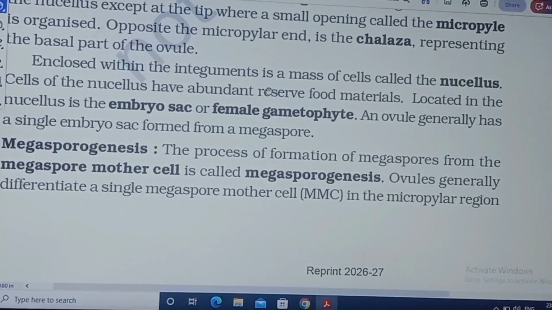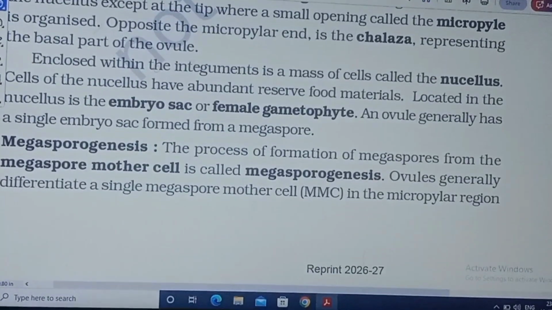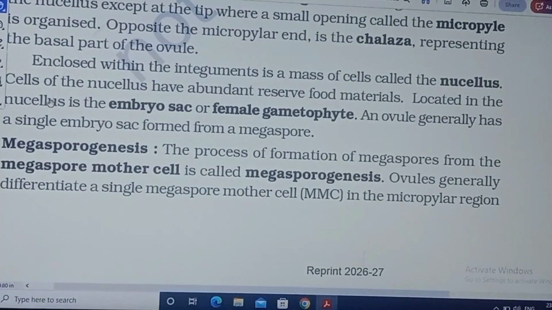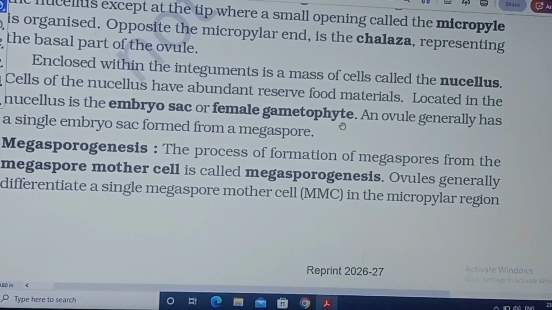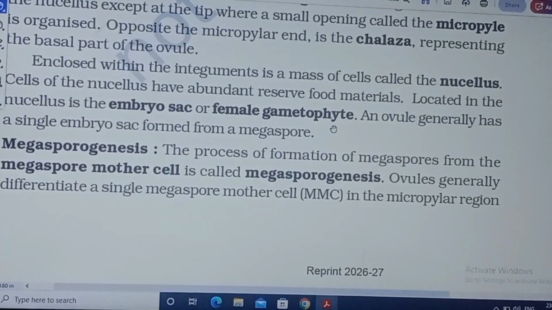Enclosed within the integument is the mass of cells called the nucellus. Cells of the nucellus have abundant reserve food material. Located in the nucellus is the embryo sac or the female gametophyte. We can see from the diagram that the middle one is the embryo sac. It is also called the female gametophyte.